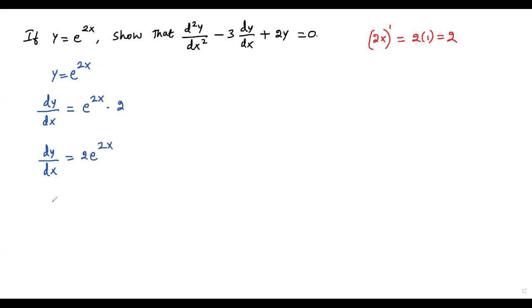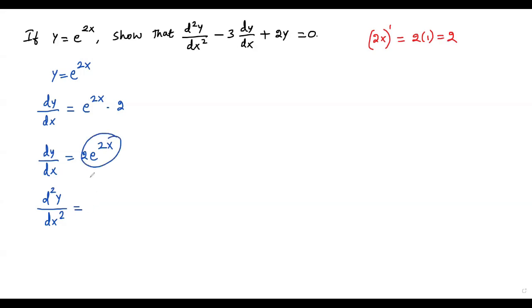Okay, now I can find the second derivative of y with respect to the same variable x. When I find the second derivative, I take the square for d, that is d²y in the numerator, which means I'm doing the second derivative. In the denominator, I'm writing dx², that is, the second time also I'm differentiating with respect to the same variable x.